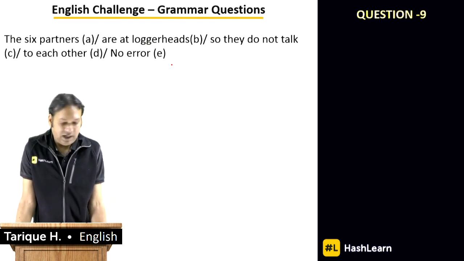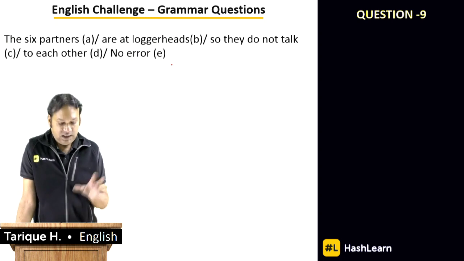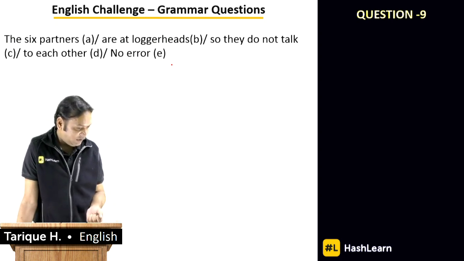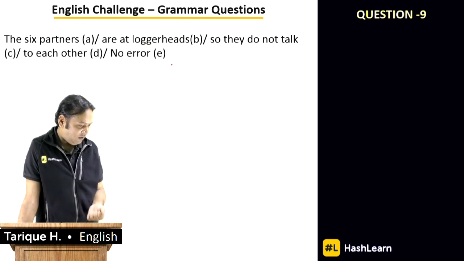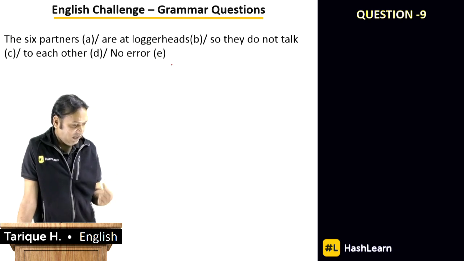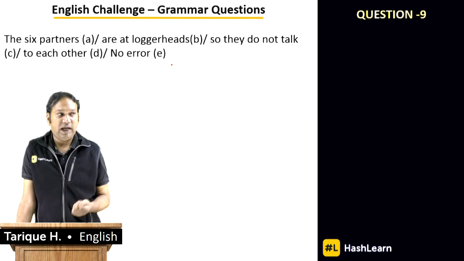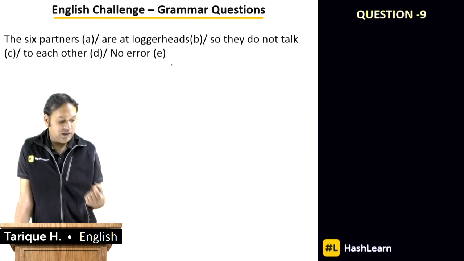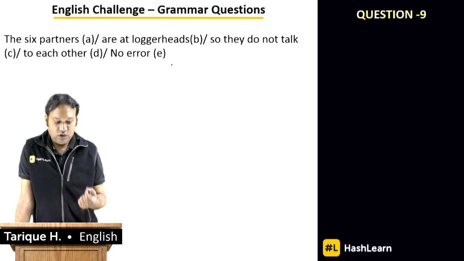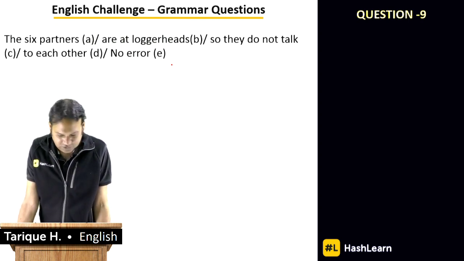So the answer for question number 9 would be, according to that we'll see, and how many of you have got it right. For example, previous question, Sukesh and Intellectual Impala has got the answer correct. That's 8C and 8C. So here question number 9 we have: the 6 partners are at loggerheads, so they do not talk to each other. No error. What is the right answer for this question?